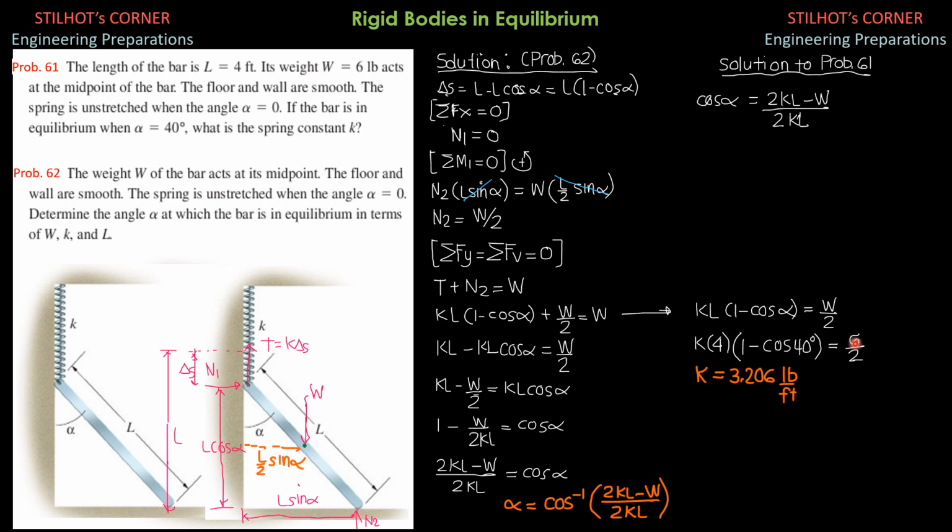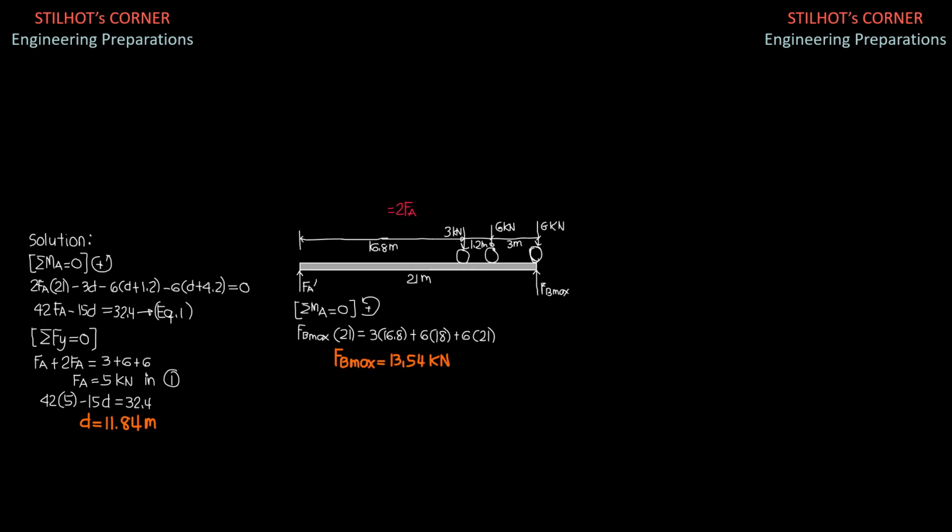So this is 3 pounds, this is in feet, so the unit of stiffness is pound per foot. So calculating using your calculator, 3 divided by 4.75 divided by quantity 1 minus cosine of 40 degrees, that's 3.206 pounds per foot. So that's it for these two problems.